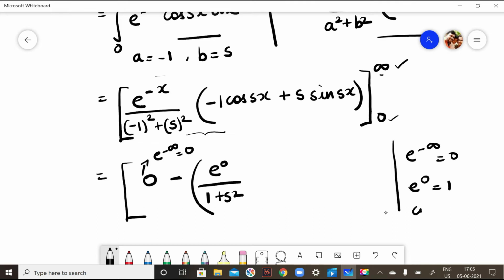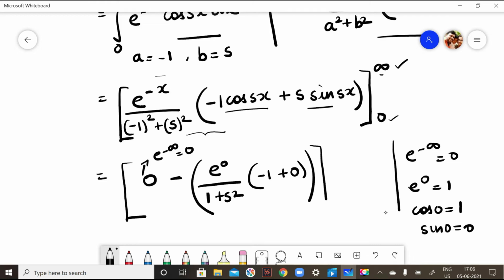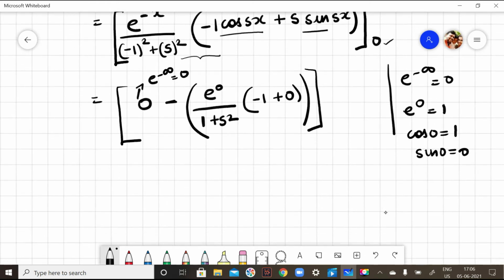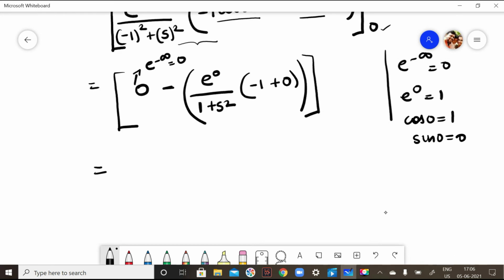Also we know that cos 0 is 1 and sine 0 is 0. So when I substitute 0 here, this becomes minus 1. When I substitute 0 here, it becomes 0. So that's it. Now this becomes minus into minus is plus. e to the power 0 is 1. So 1 by 1 plus s squared. Okay, so this is my Gc of s.